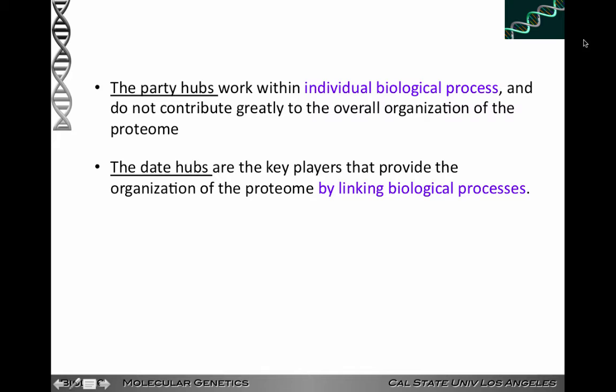For example, party hubs are those networking within individual biological processes and do not contribute to the overall organization of the proteome. For example, the respiratory protein complex is a party hub that governs an individual biological process. The fermentation protein complex is an individual party hub governing an individual biological process.